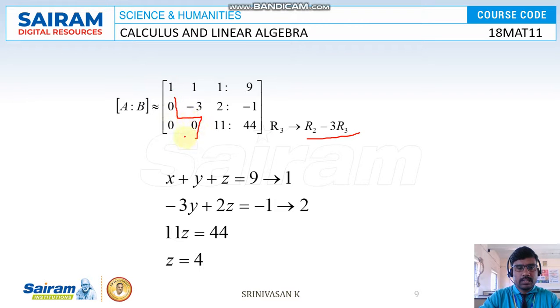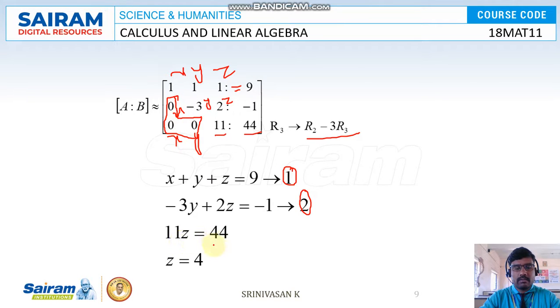So clearly this is the upper triangular matrix. That's all. Now compare the equations. The first equation, this is x y z: x plus y plus z equal to 9. The second equation, minus 3y plus 2z equal to minus 1. This is equation 1, and this is equation 2. And the third one is 11z equal to 44. So we get 11z equal to 44, so z equal to 4.